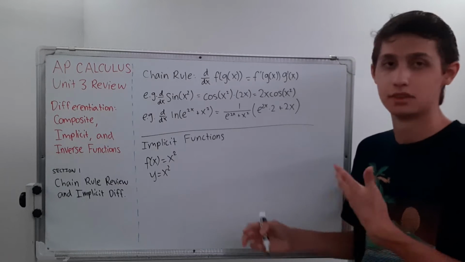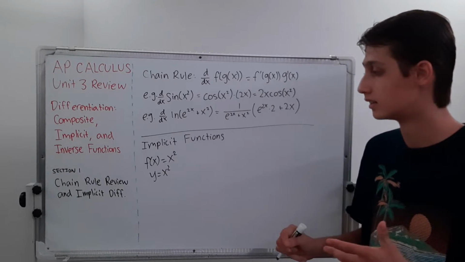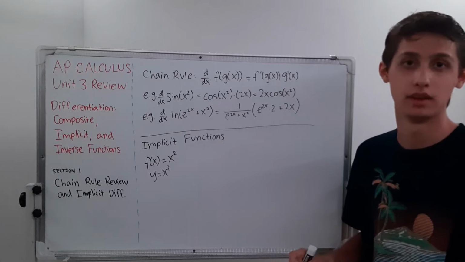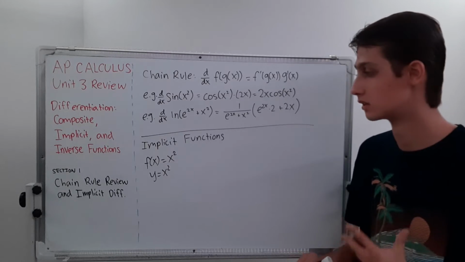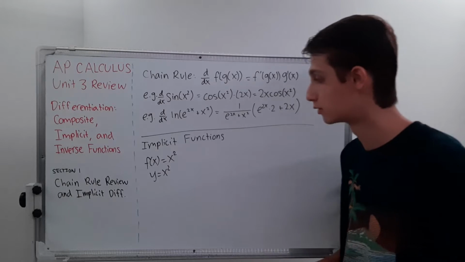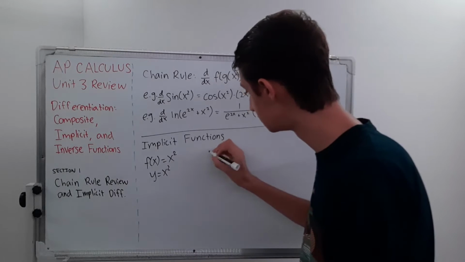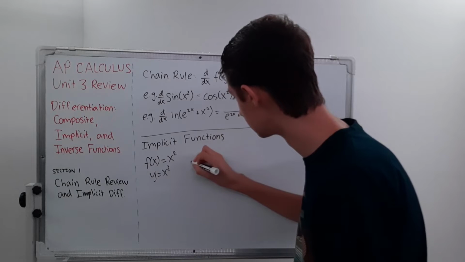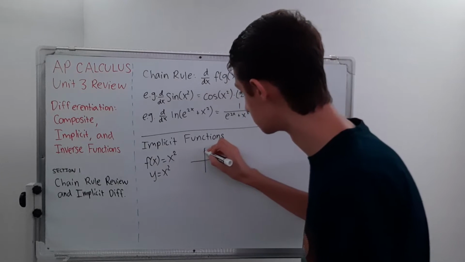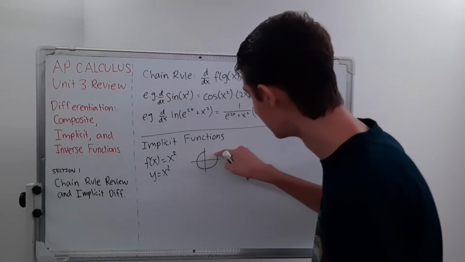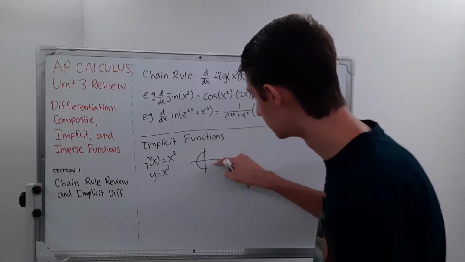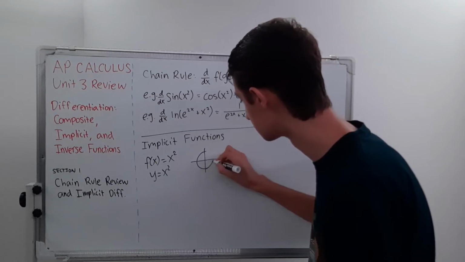But maybe y is not a function of x. Maybe y and x are both inputs into another function. And we don't really care about that other function, we're just thinking of y and x as inputs. For example, if you have the equation of a circle, okay, that is a very bad circle, hold on. The equation of a circle, that is an implicit function, and I'll show you why.